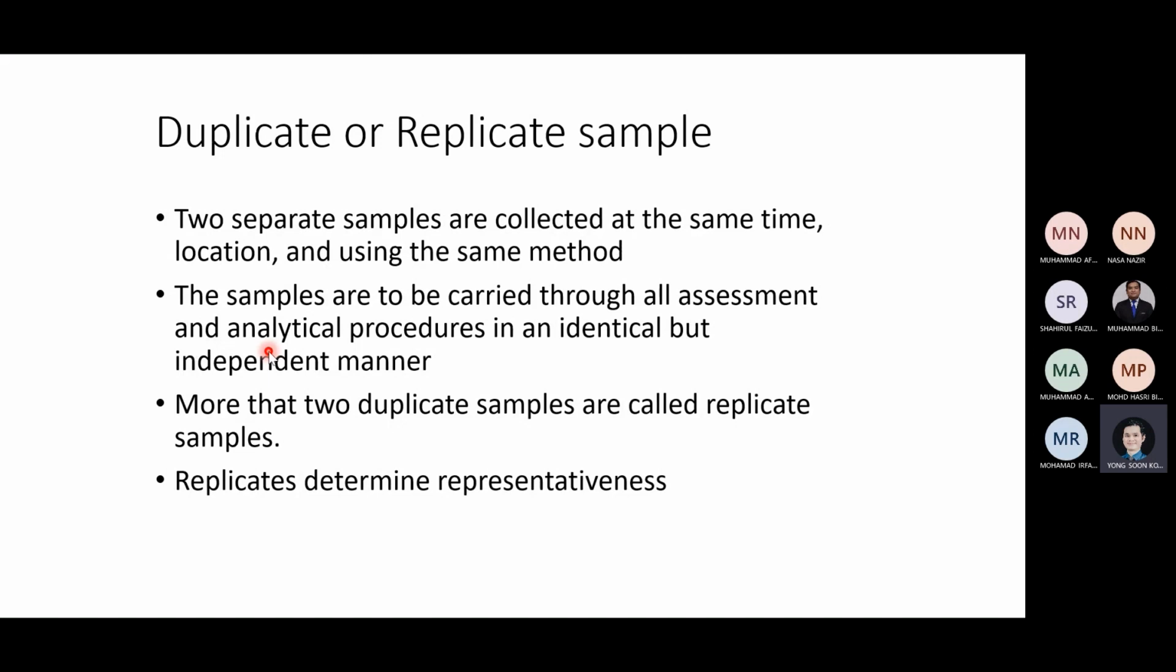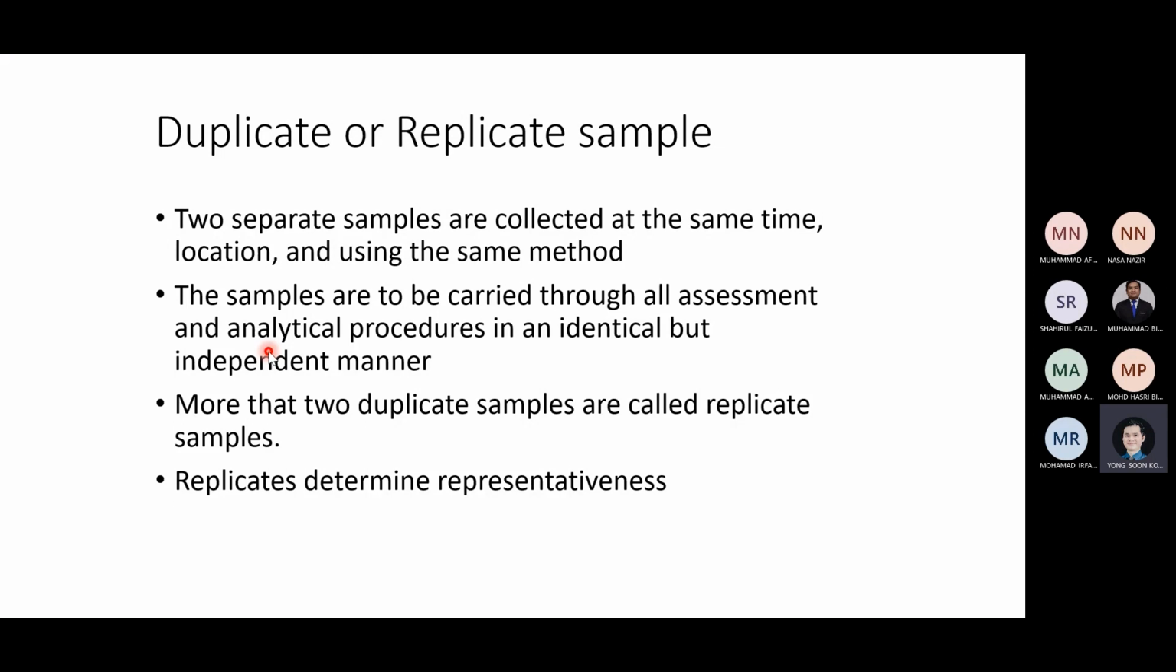I mean, when you collect it, you collect 2 or 3 more. And then after that, what do you do? You analyze and you take the average result and you determine its standard deviation. Now, why is this so? Because we want to know if the data is precise or not. So this one is very important to determine the precision.